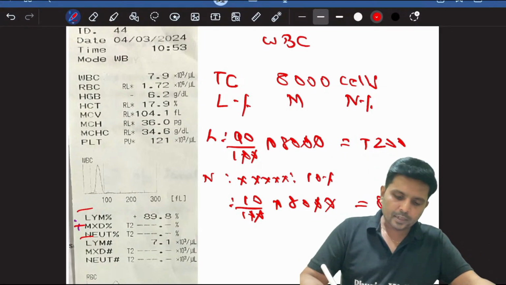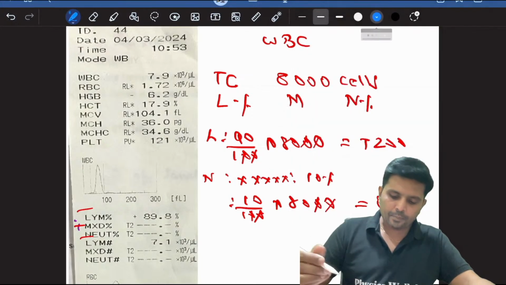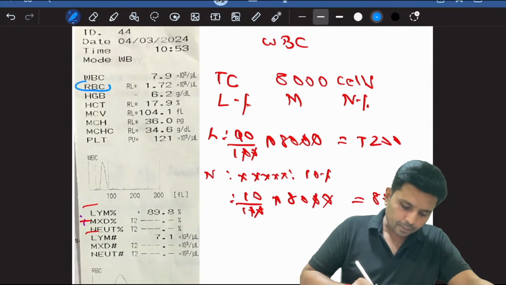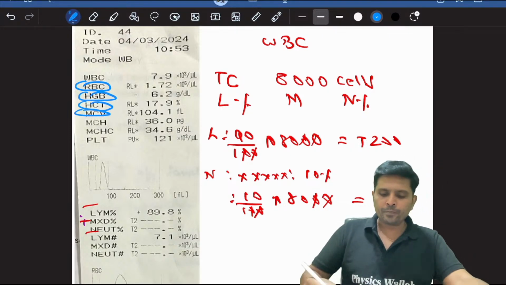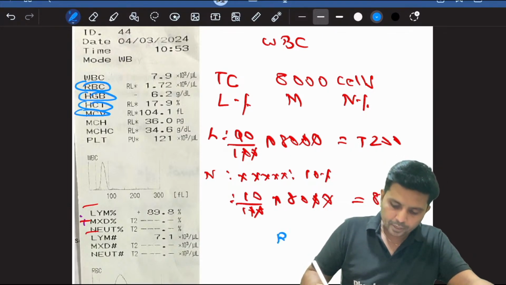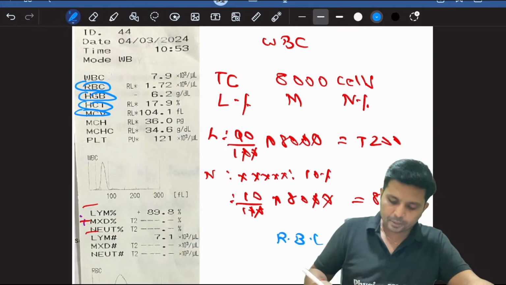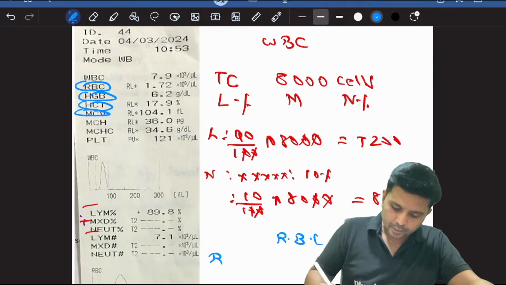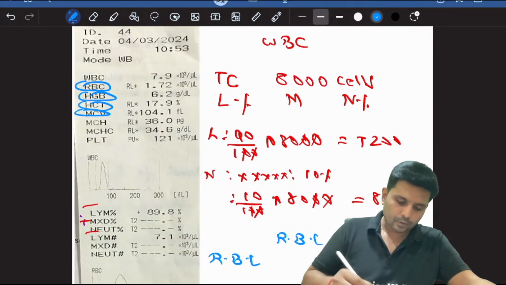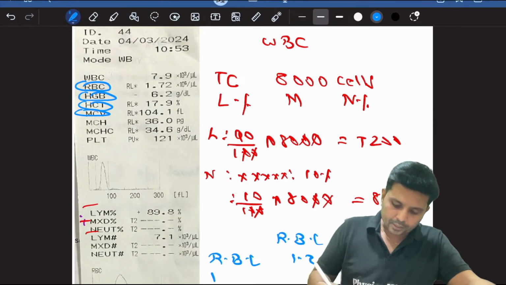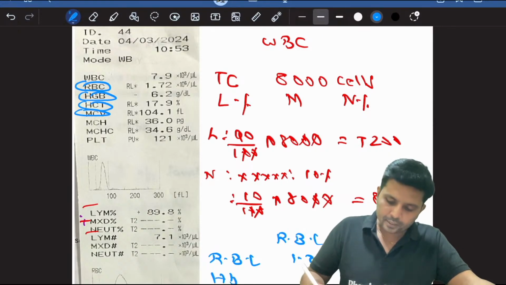Now, what is the RBC count? So the RBC number, the hemoglobin, the hematocrit as well as MCV. What are all the things that should be given in RBC parameters? One is RBC number. Here it is 1.7 million. Second one is hemoglobin. Here it is 6 gram.